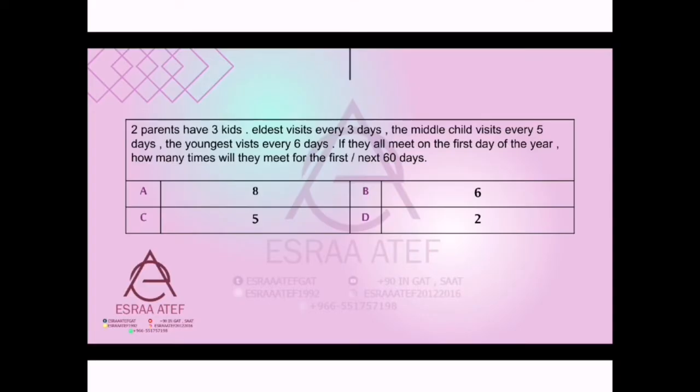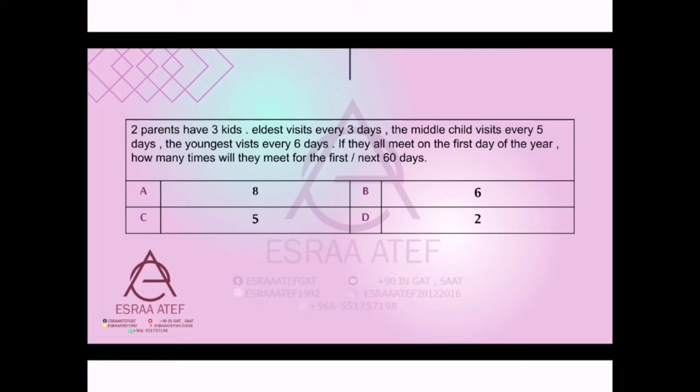Let's start here. We have two parents, who have three kids. The eldest visits every 3 days, the middle visits every 5 days, and the youngest visits every 6 days. If they all meet on the first day of the year, how many times will they meet in the next 60 days? Sixty days means 2 months.